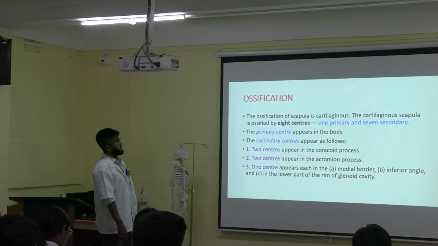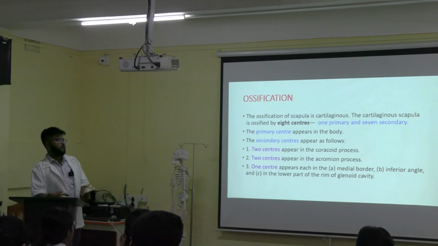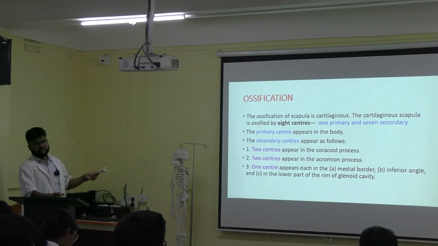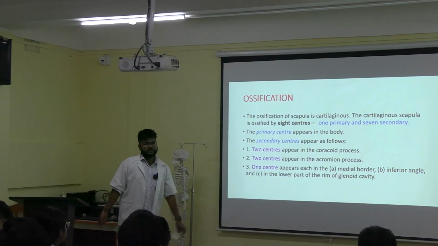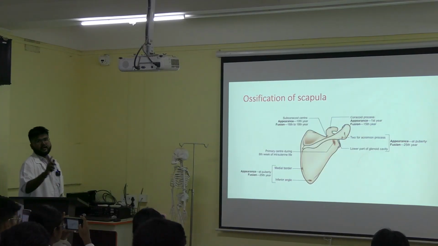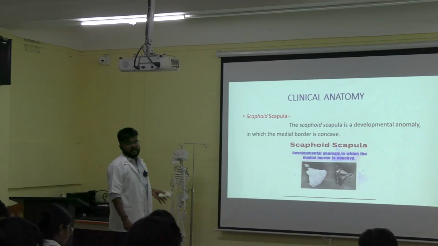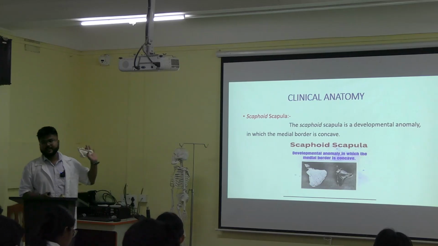Next, ossification. Just write the ossification centers. There are 8 centers. Primary is your body, another 2 are in the coracoid process, another 2 in the acromion process, and another 3 in the medial border, inferior angle, and glenoid cavity. Now the last part, the clinical anatomy. If you answer all those things, the examiner asks regarding the clinical anatomy.